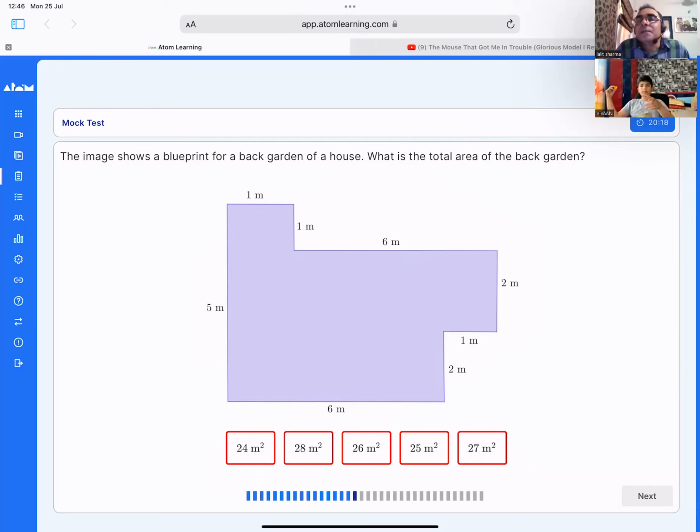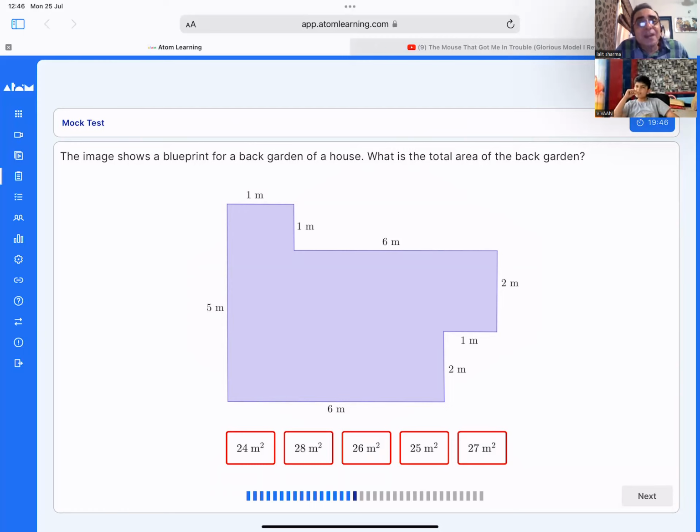Then, 1 meter times 1 meter is 1 meter. We cannot use the annotation tool over here. That's one of the main drawbacks, I think. Okay, then 1 by 1, that's for the first one. That measures 1 meter by 1 meter. Then the second smaller one, that is 2 by 1 meter at the extreme right. 2 by 1 would be 2.